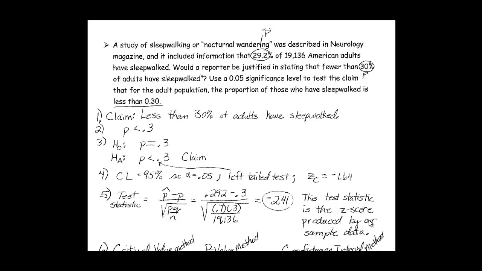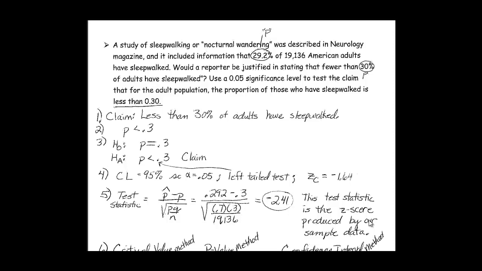Okay, a study of sleepwalking or nocturnal wandering was described in Neurology magazine, and it included information that 29.2% of 19,136 American adults have sleepwalked. Would a reporter be justified in stating that fewer than 30% of adults have sleepwalked? Use a .05 significance level to test the claim that for the adult population, the proportion of those who have sleepwalked is less than 30%.